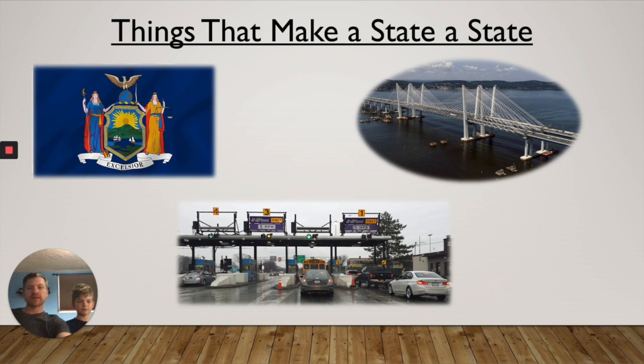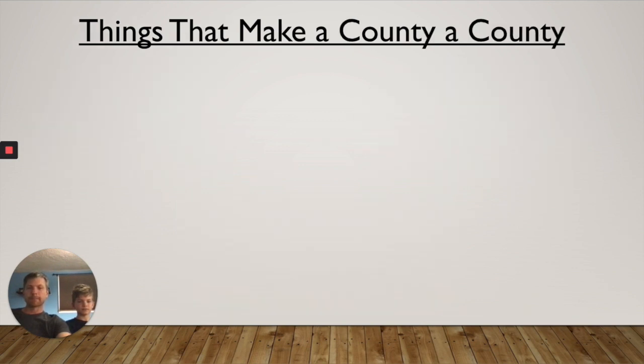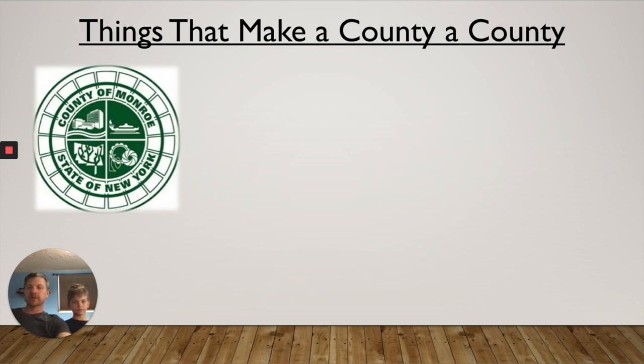What's going to come after state? County. That's right. So, things that make a county a county. Counties don't have flags. Maybe some do, but I don't think they officially have flags. They do have logos. So this is Monroe County's logo.